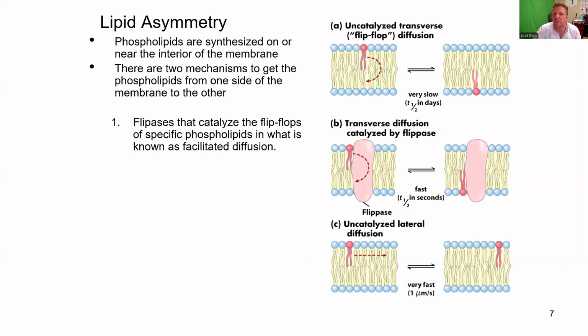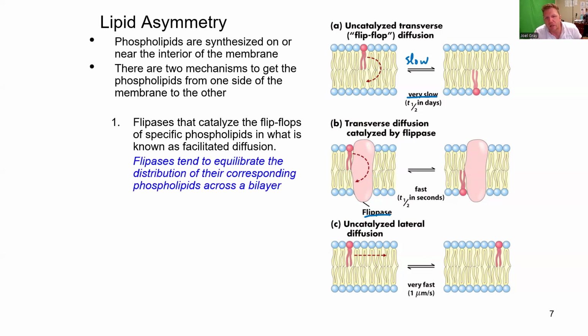So here what we have is this uncatalyzed movement that we talked about previously. This is slow. In fact, it's so slow that it's written in black here and written very slow. There is an enzyme, or there are enzymes known as flipases that move things from one side of a membrane, the outer to the inner leaflet or the inner to the outer leaflet, and that's going to happen very quickly. Your lateral diffusion, that's going to be even faster.